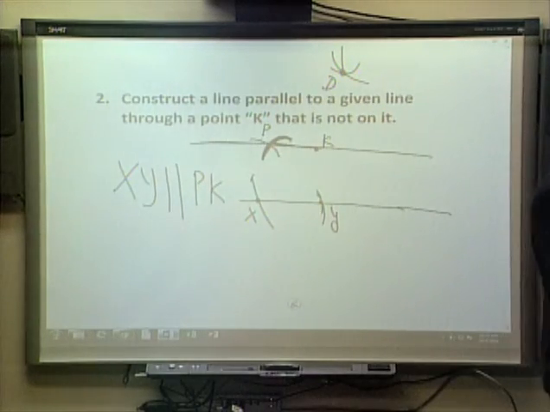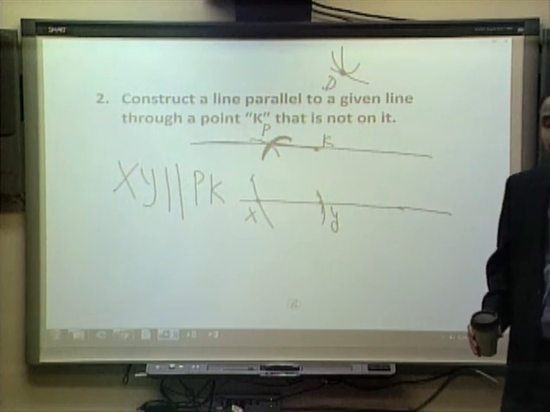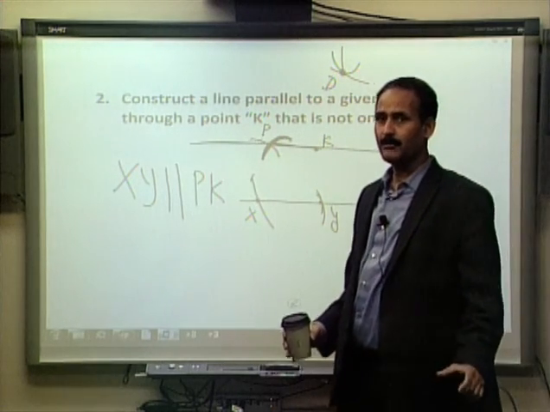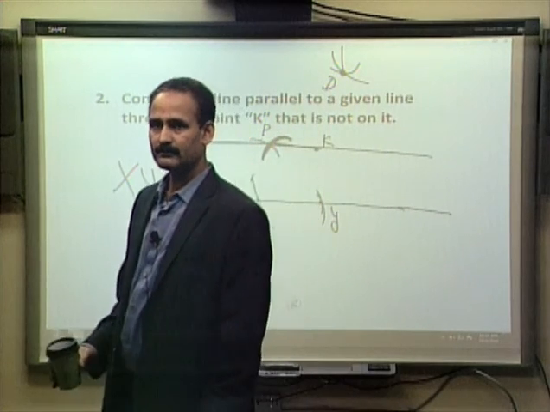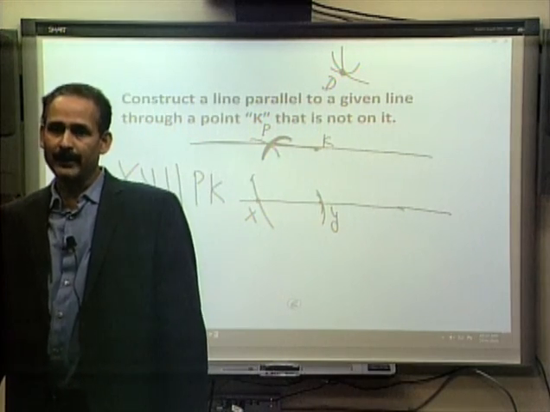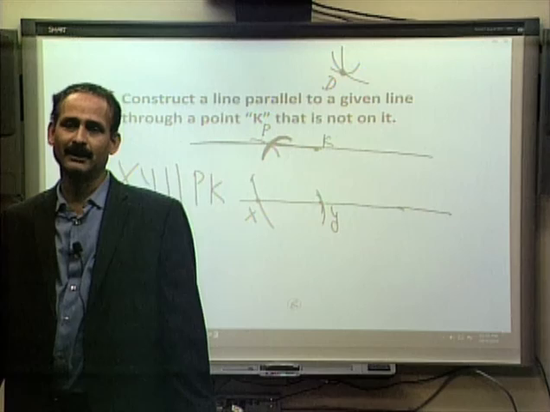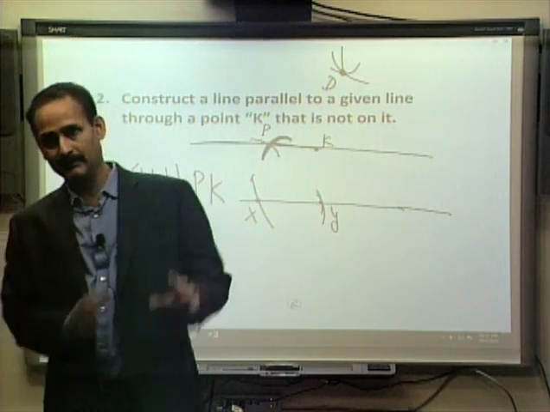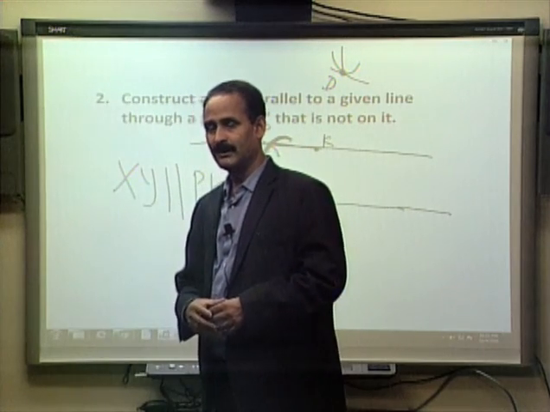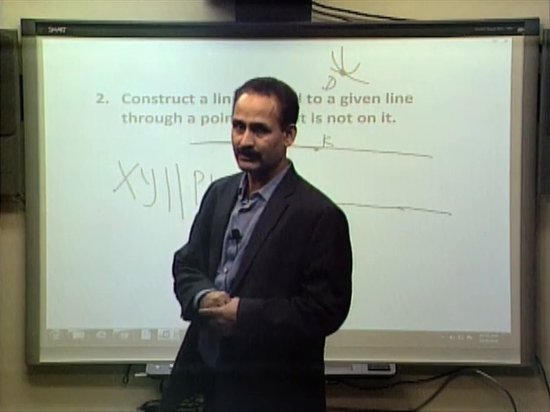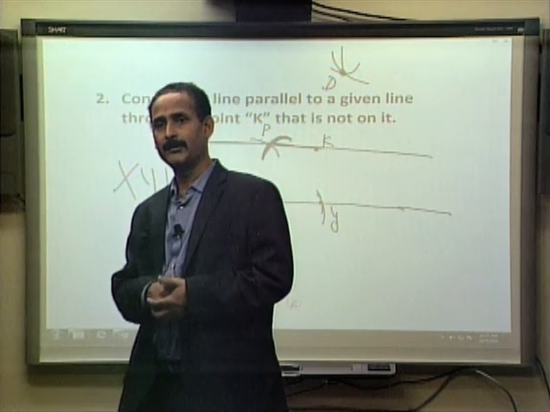Okay, these are a bunch of different constructions we can do using a compass and ruler. Try various constructions similar to these using examples in the book, and let me know if you have any questions.